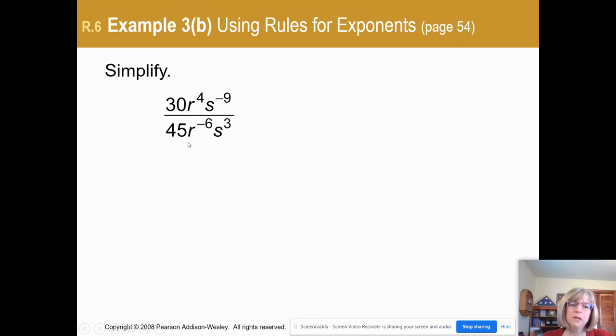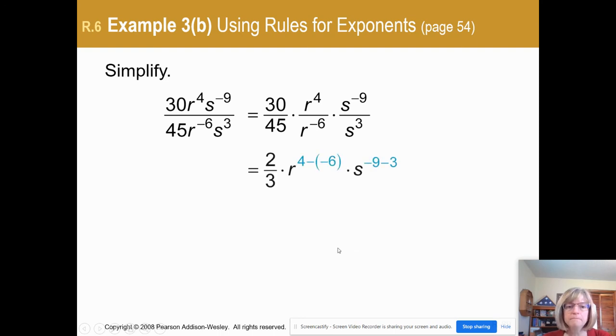Similar goings on here. I need to simplify 30 over 45, r to the fourth over r to the negative sixth, and s to the negative ninth over s to the third. 15 goes into both 30 and 45. I'll use the quotient rule. 4 minus a negative 6. I'll use the quotient rule here, negative 9 minus 3. So I end up with 2/3 times r to the 10th s to the negative 12th. Don't leave negative exponents in your answer. So finally we end up with 2r to the 10th over 3s to the 12th.